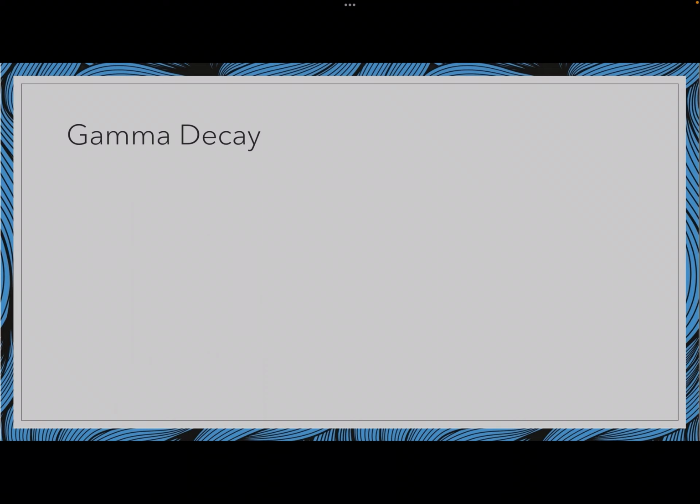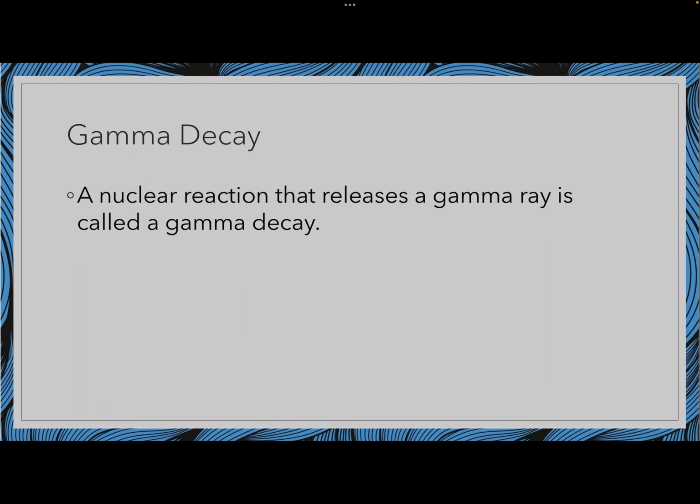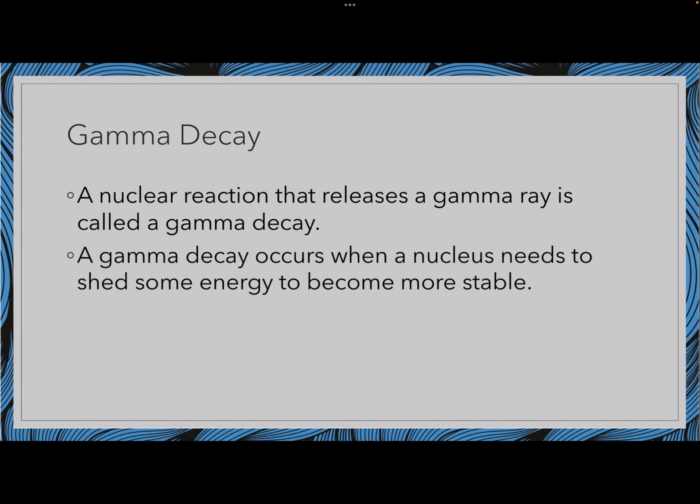Now, lastly, we have the gamma decay. Gamma decay is a nuclear reaction that releases a gamma ray. The gamma decay occurs when the nucleus needs to shed some energy to become more stable. So much in the way of electrons being able to be excited up into an excited state, and when they drop down, they release a photon.